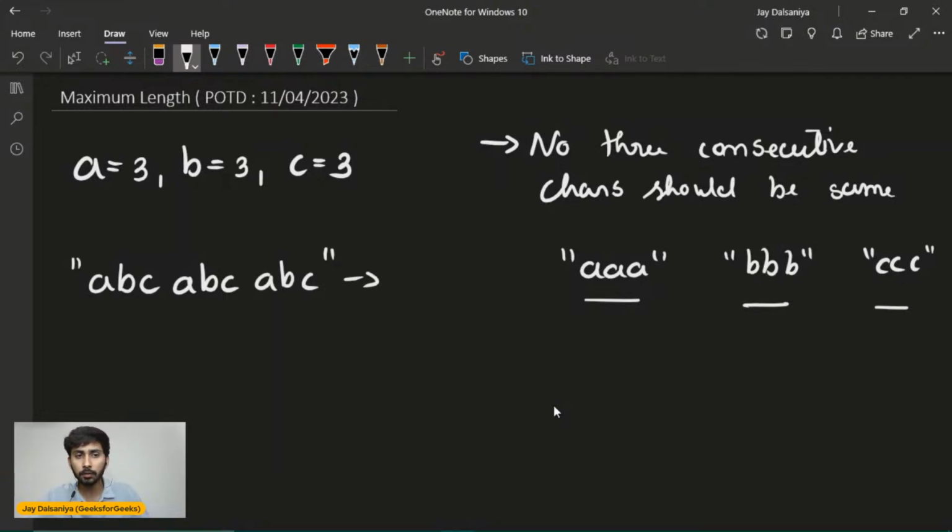So the length of this string will be nothing but the summation of frequencies of A, B, and C, that is equal to 9. Hence the output for the first test case comes out to be 9.